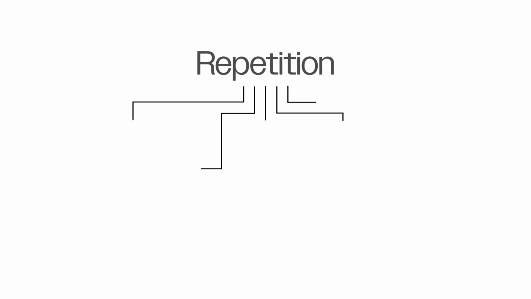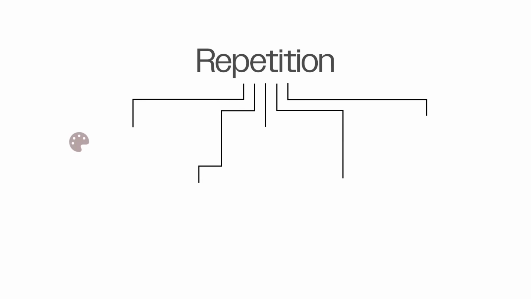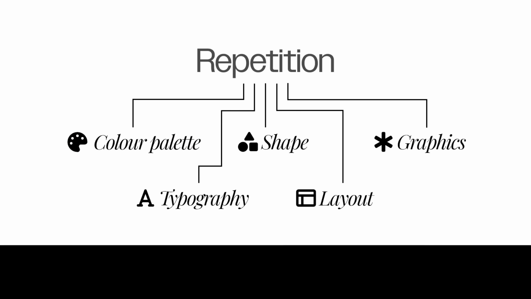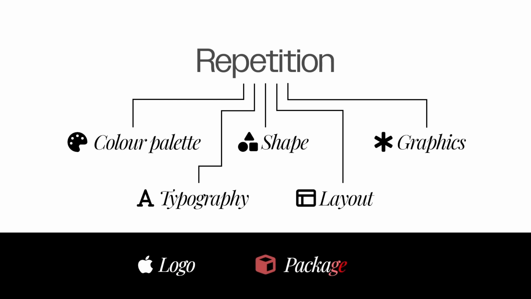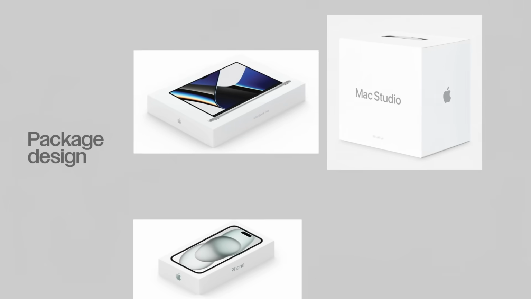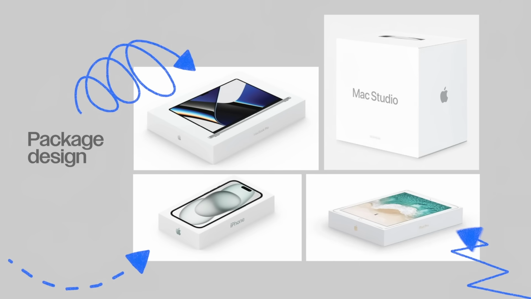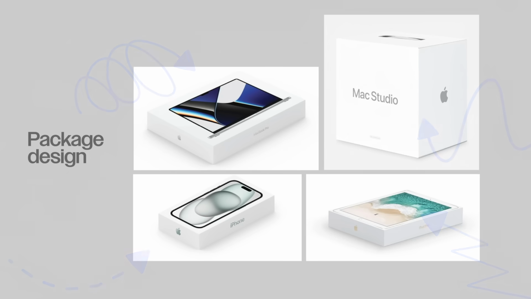Repetition mainly comes down to 5 things: color palette, typography, shape, layout, and graphics. However, in terms of branding, we can actually add the use of a logo and also package design into that list. For example, take a look at Apple's package designs. It uses the same white background layout with similar imagery, the same font and typography layout, and the logo is often positioned in similar ways and locations.